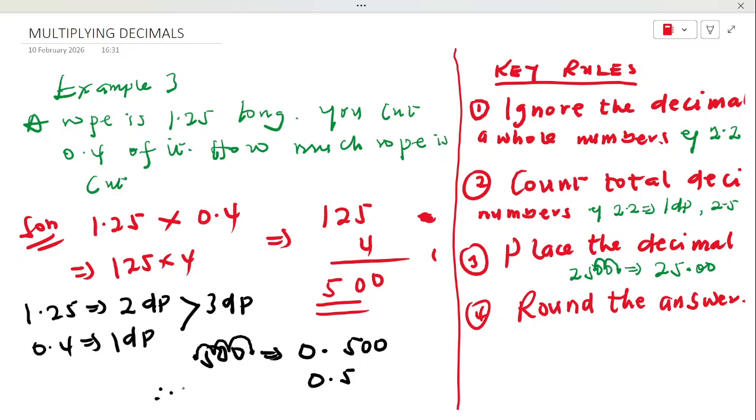Therefore, 1.25 times 0.4 is equal to what? 0.5 as our final answer. All right. I hope this is easy, and you should be able to solve more examples of this in order to master this particular multiplication of decimals.